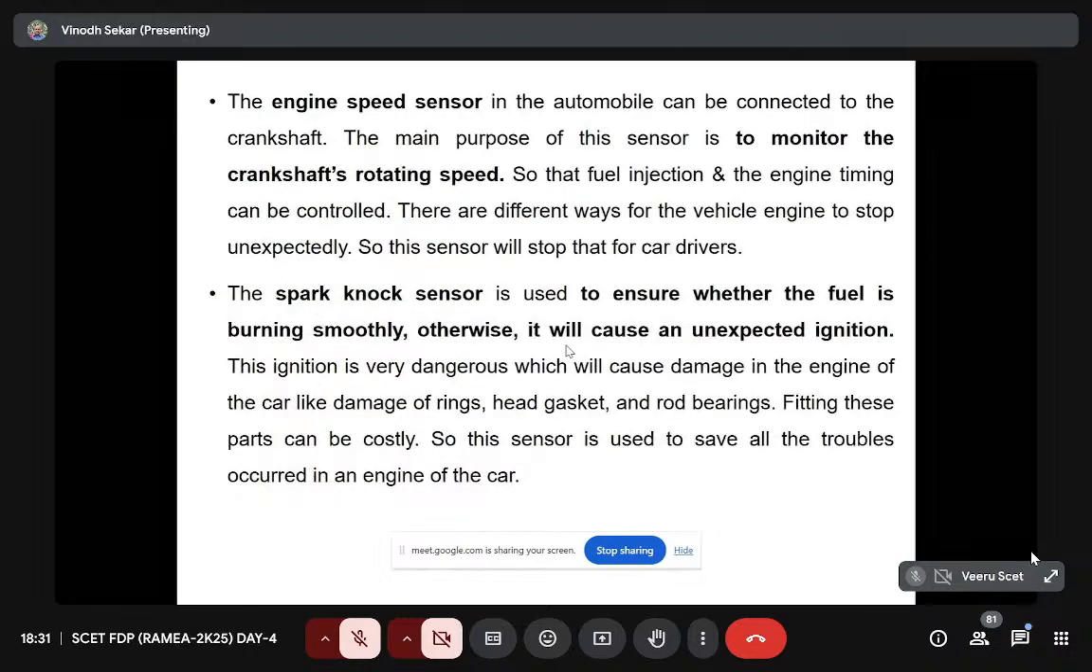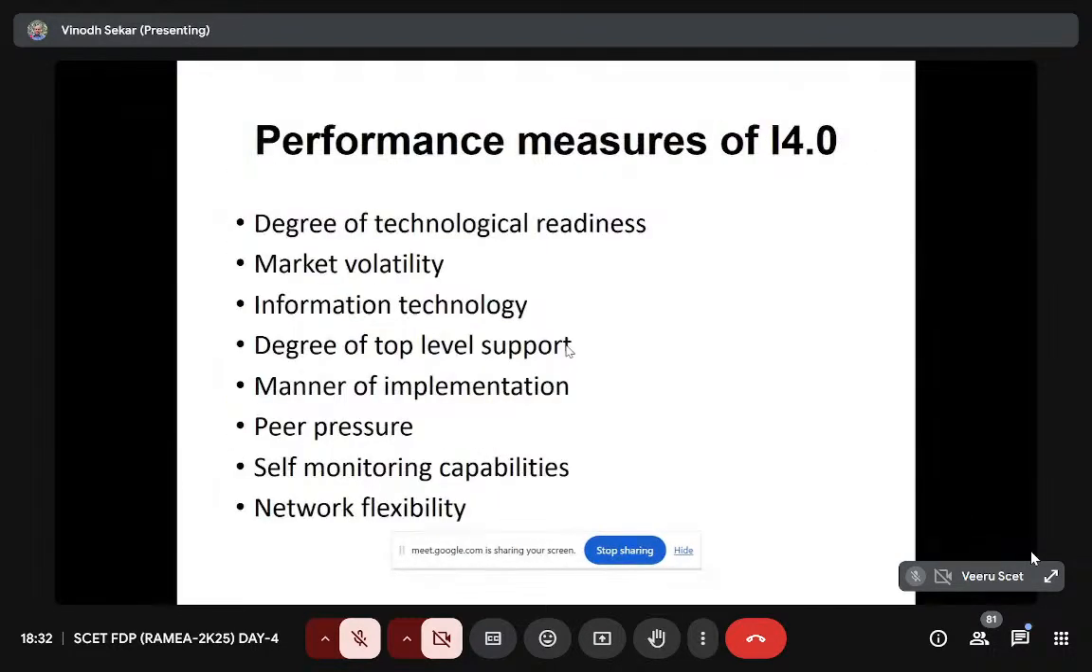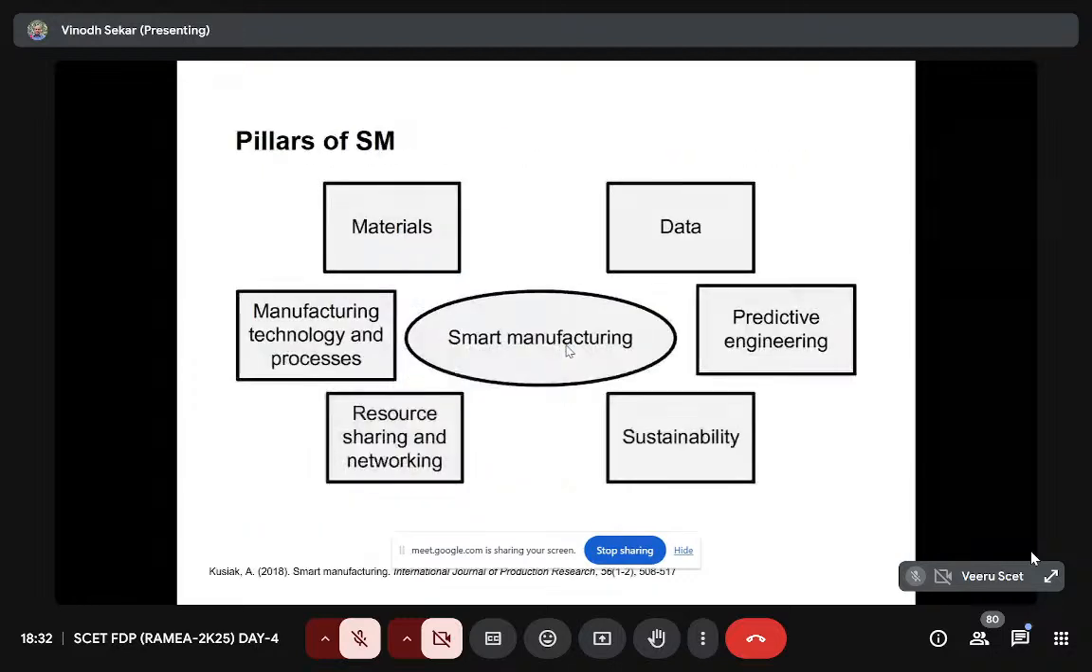They help us in a big way, and the engine speed sensor helps us monitor the rotating speed of the crankshaft so that the fuel injection and the engine timing can be controlled. And also we have knock sensors, which are used to ensure that the fuel burning is happening smoothly, otherwise it may lead to unexpected ignition and so on. So there are different performance measures related to Industry 4.0 based systems in terms of dealing with the volatile conditions of the market, technology adoption, and also the self-monitoring capabilities, network flexibility and so on.